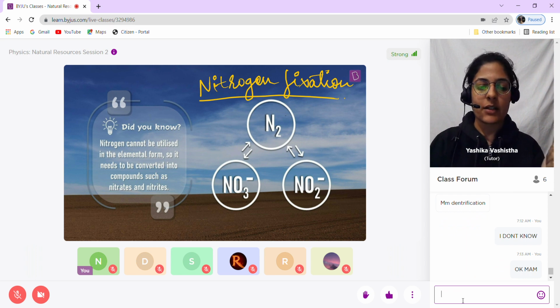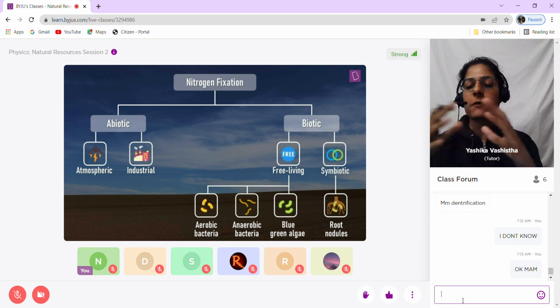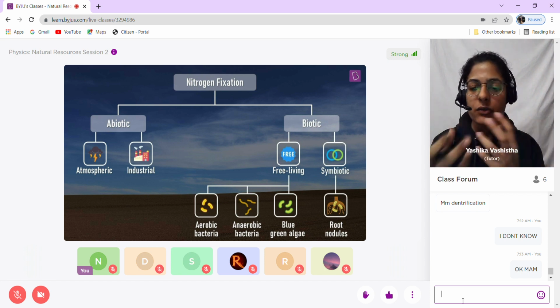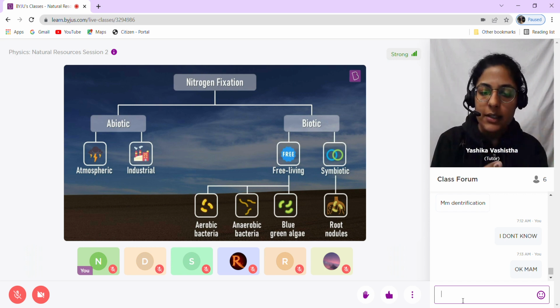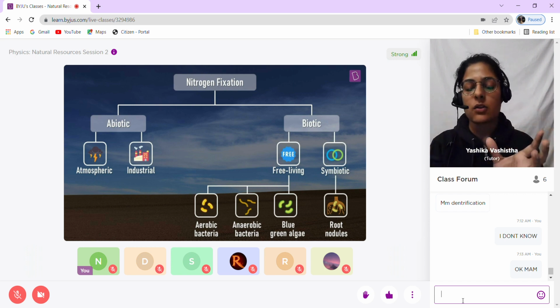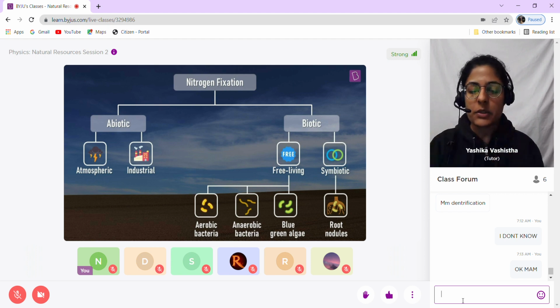All right. So first of all, let's learn about the different factors by which nitrogen fixation is happening. There are two kinds of nitrogen fixation: abiotic and biotic. In abiotic, what we are saying is fixing by industrial manner. In that we will learn just now.